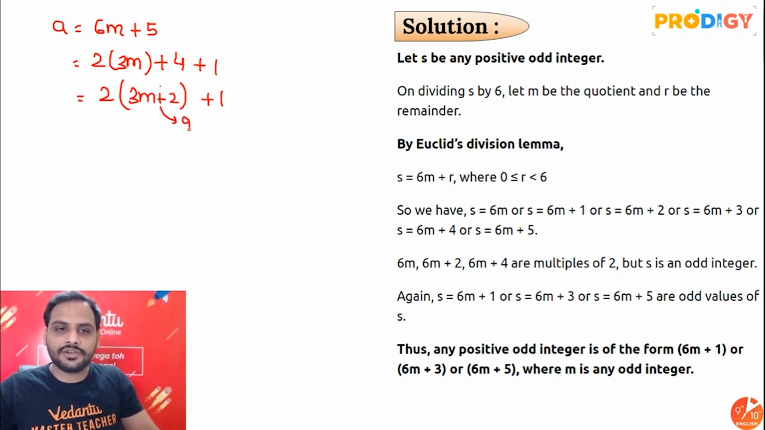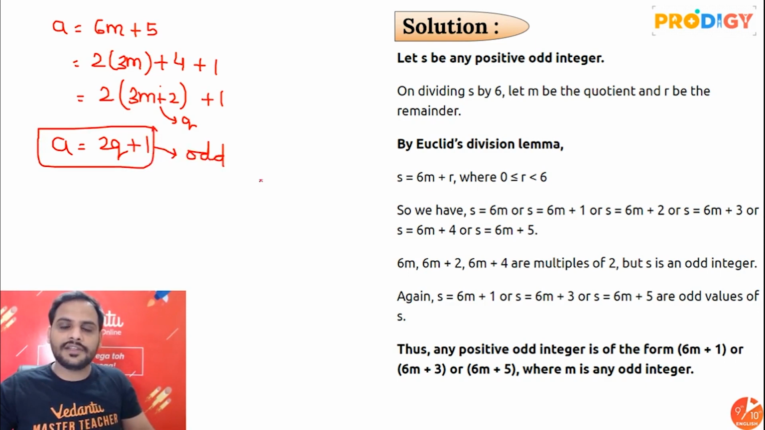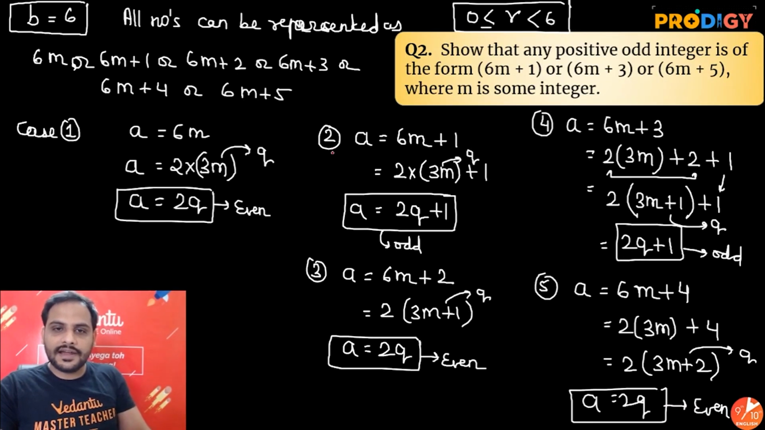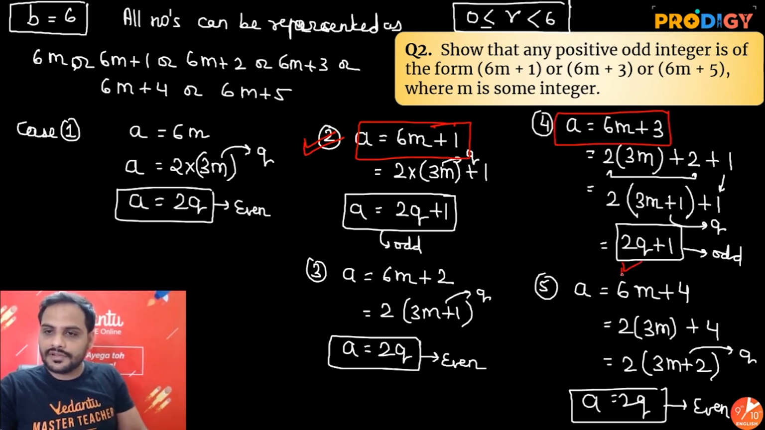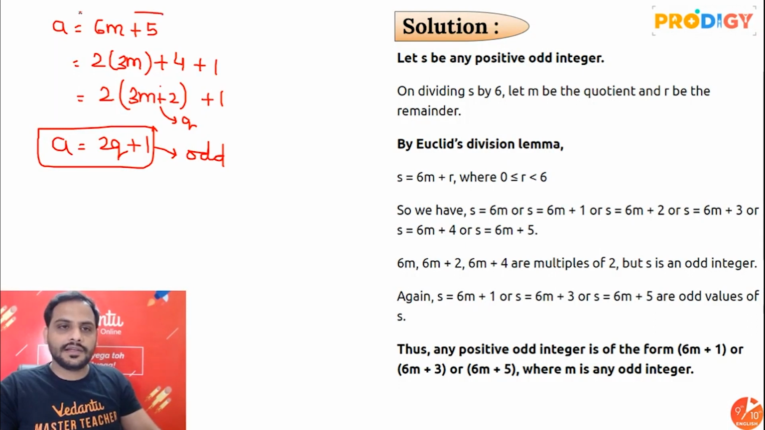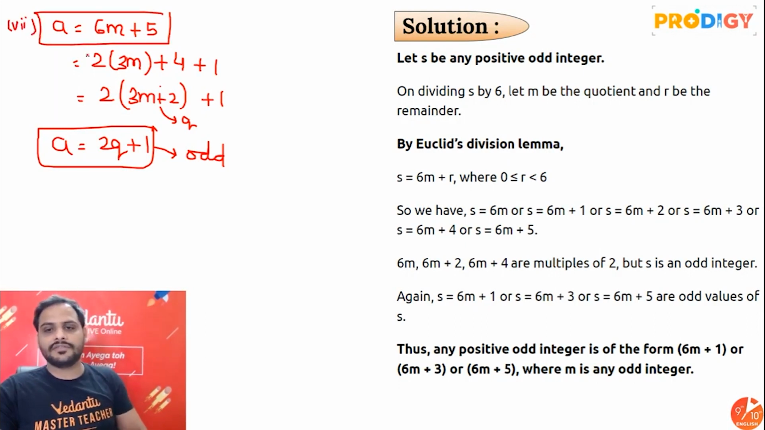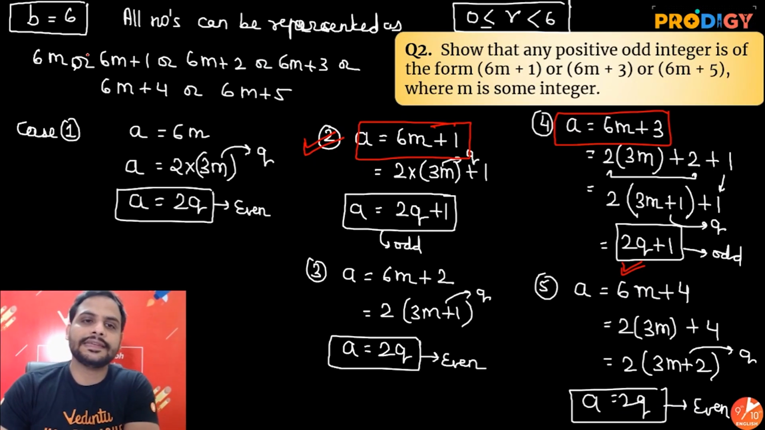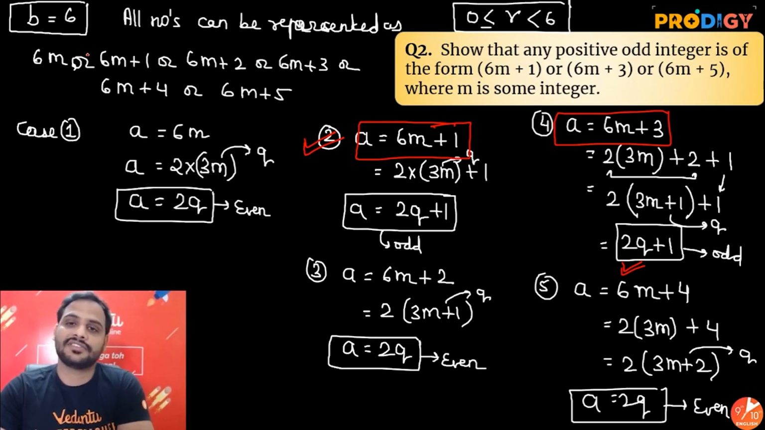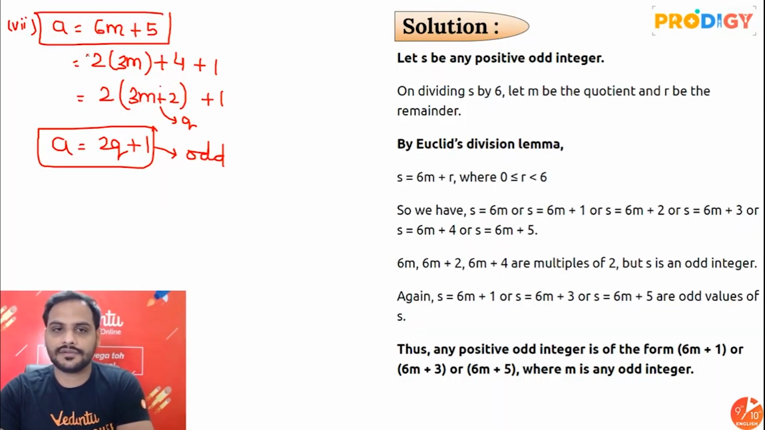Let us write it as q. So a is equal to 2q plus 1, which means it is odd. So you can clearly see, beta, odd we are getting in case 2 when it is 6m plus 1, in case 4 when it is 6m plus 3, and in case 6 when it is 6m plus 5. So I can clearly see all the integers which are in the form of 6m plus 1 or 6m plus 3 or 6m plus 5 are odd integers, and the rest are even.